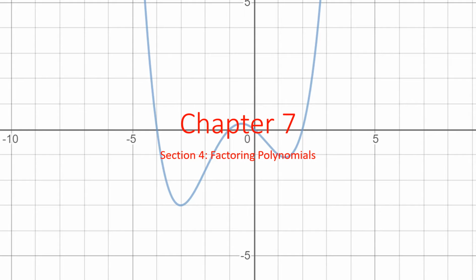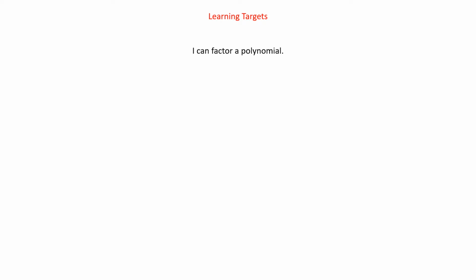Today, we're going to be working on factoring the greatest common factor out of a polynomial. So, our learning target for today: I can factor a polynomial, specifically the greatest common factor. So, what is the greatest common factor? The greatest common factor is the largest thing that can be divided into each of the terms or each of the numbers.